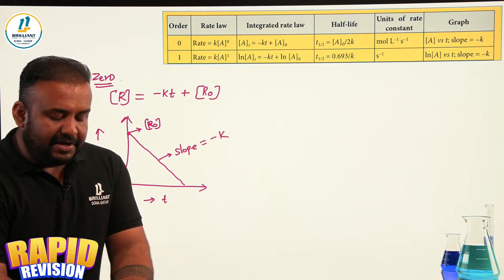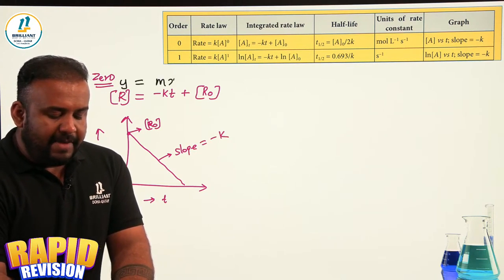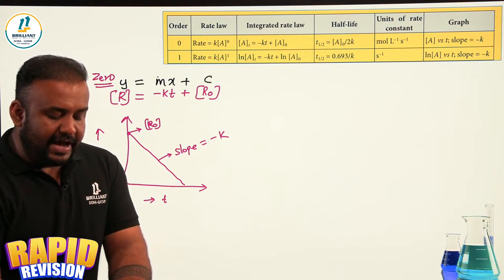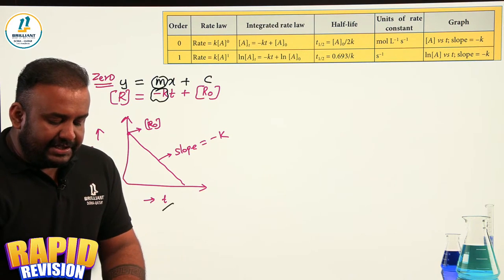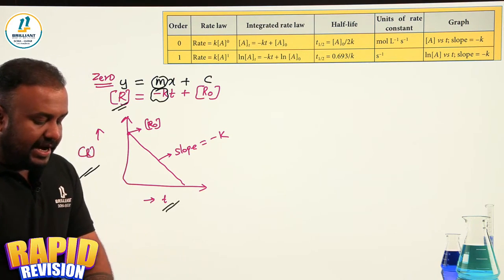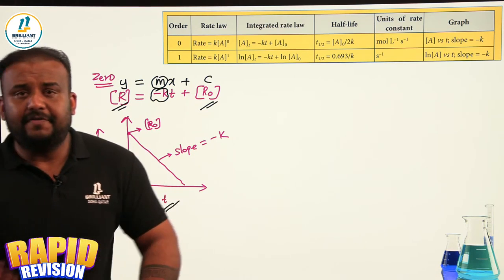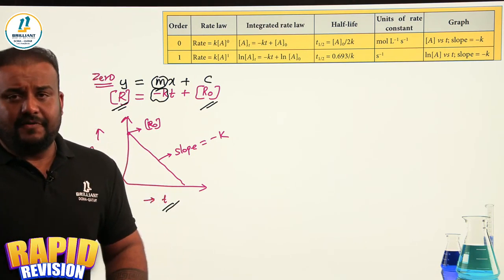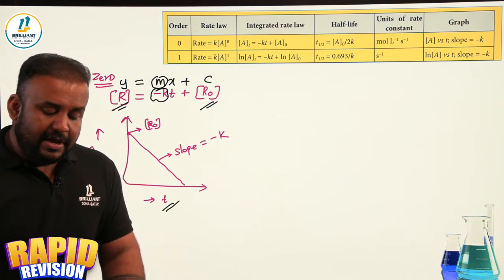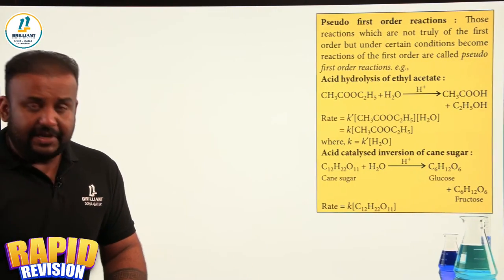Everybody knows the basic equation, y is equal to mx plus c kind of graph. So m is the slope. So here minus k is the slope. And x coordinate is time and y coordinate is the concentration. And R0 is the y intercept. This is the variation of the graph of zero order reaction. Likewise, for first order also we have different variants. If you look through that with the question.